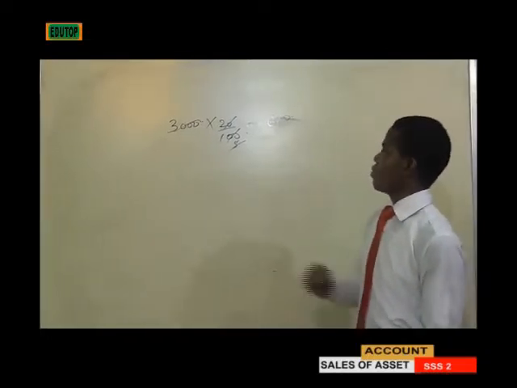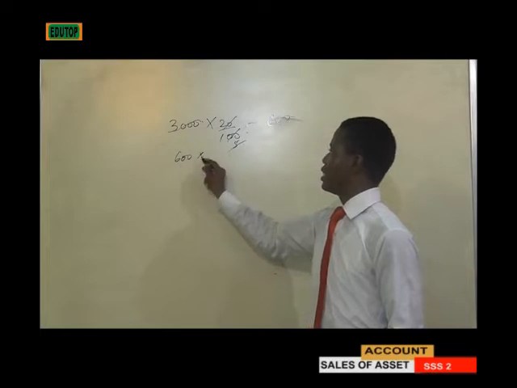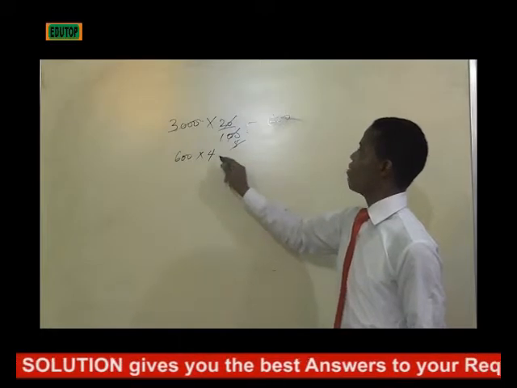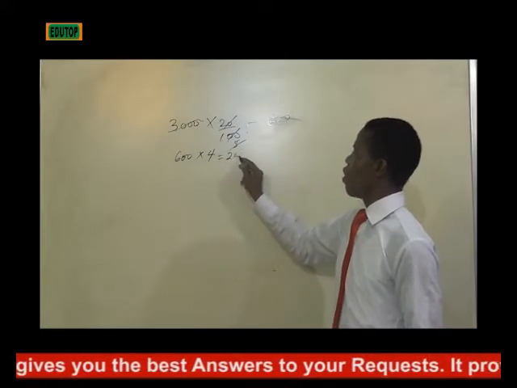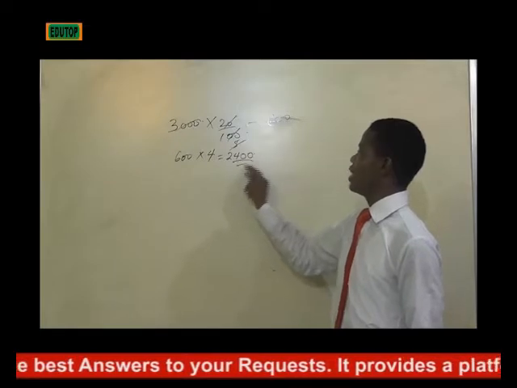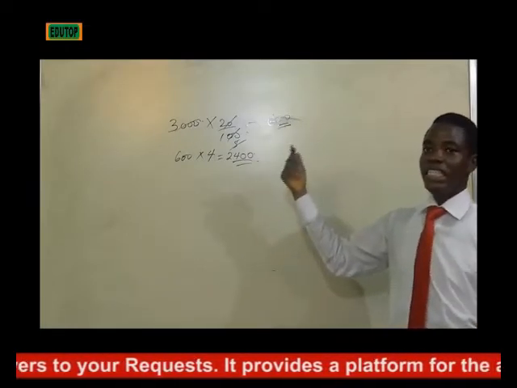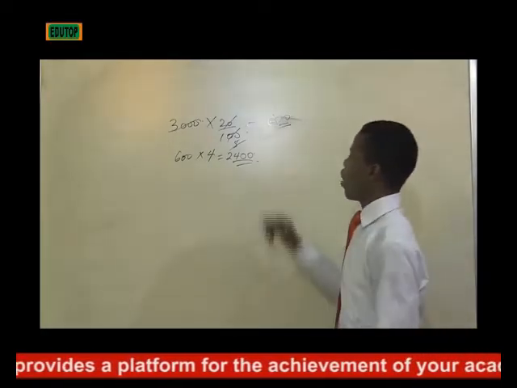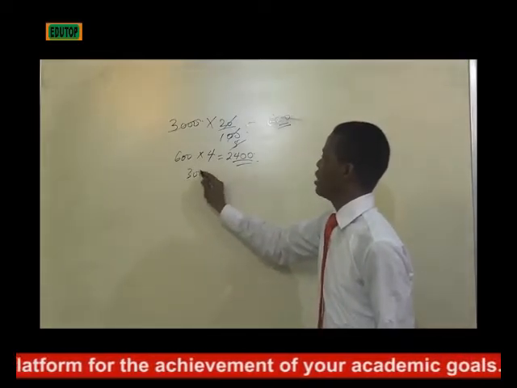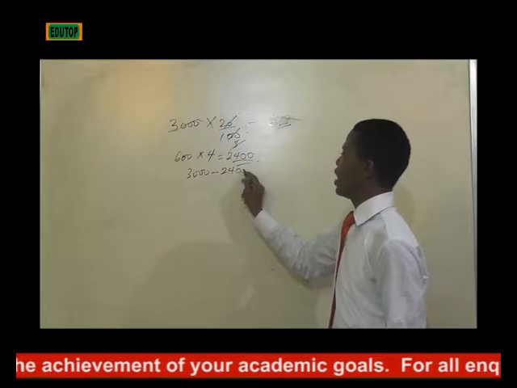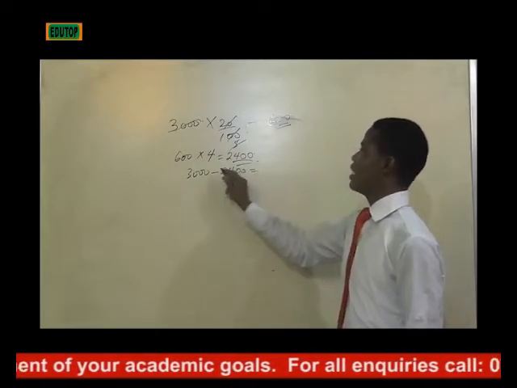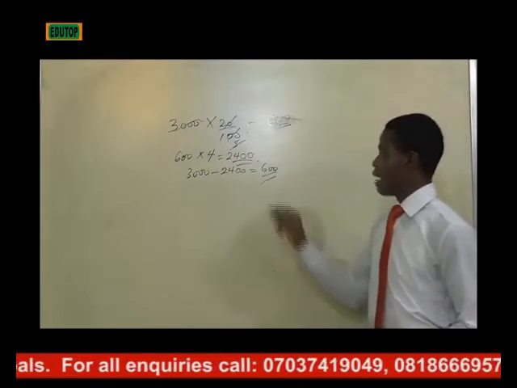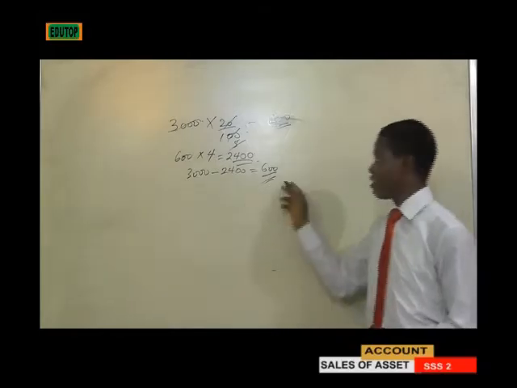Now, if you multiply 600 times 4 years, you will see that we have 2,400 at the end of the day. So this 600 will be charged each year for good 4 years. And now what we do is that you write 300 minus 240. You know, the depreciation that was charged is 240. So the remaining salvage, which is the scrap value of that asset, is 600 naira. That means the estimated value for that asset is 600 naira.